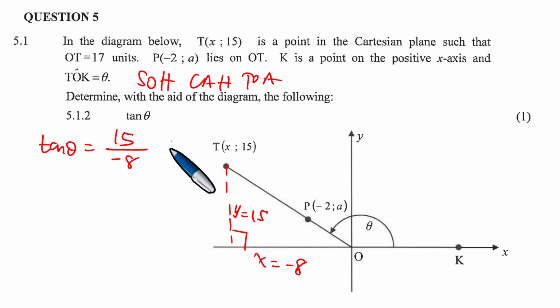Okay, so because the examiner said determine with the aid of the diagram the following, we determine the tangent of theta. So the tangent of theta is minus 15 out of 8, and we have exactly the answer that we've got. We move to the next question.